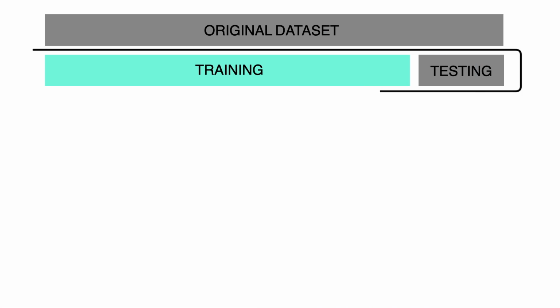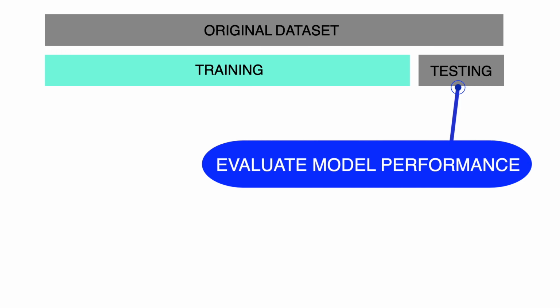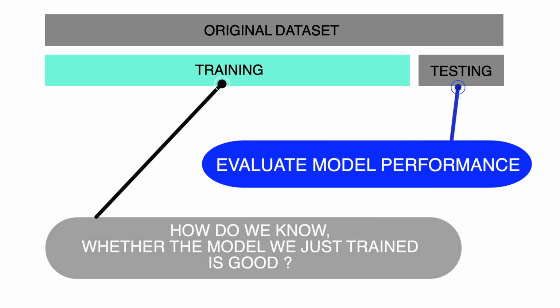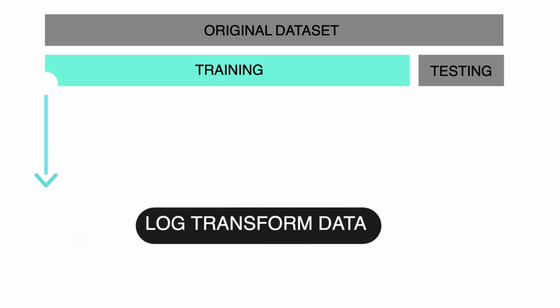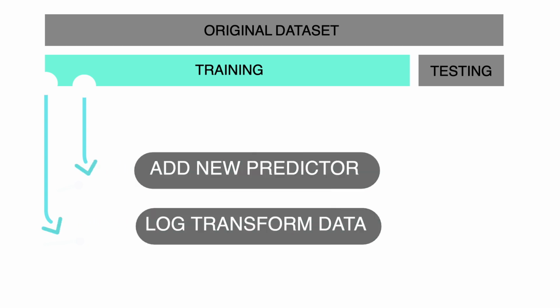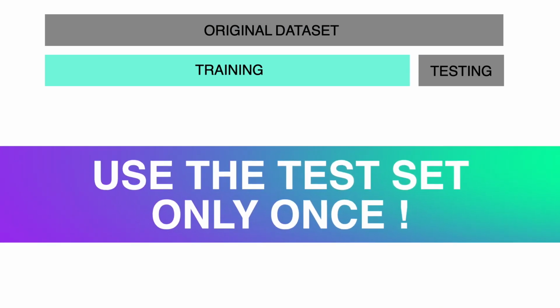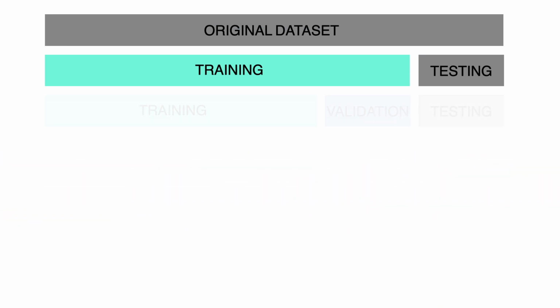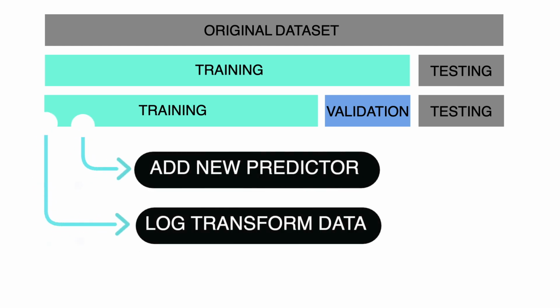So, we need to split the data in order to be able to properly evaluate model performance. But this produces another problem. How do we know whether the model we just trained is good? If we log transform the data or add another predictor, we might be able to improve the goodness of predictions. Therefore, we need to understand the performance of a model before using the test set. And since it's crucial to use the test set only once at the end of model building, we need a second small data set in order to compare different models we train.